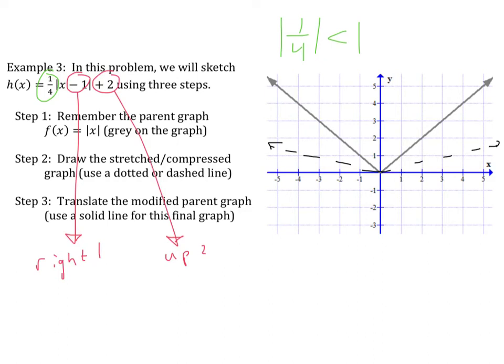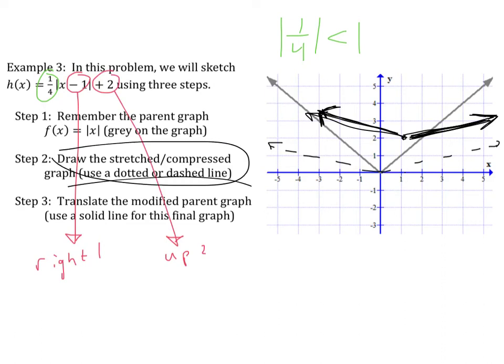So right 1 unit, up 2 units, I'm going to start from here, and then I'll have my shallower V going in both directions. That's not a very good V, but we get the sense of what this graph should look like. We still have the V shape, but it's been compressed vertically. So the idea here is we do the compression first, then we do the translation.